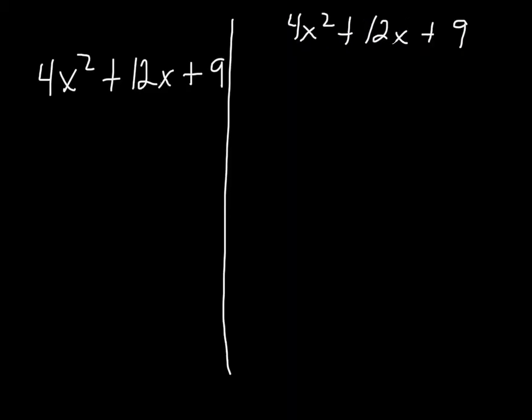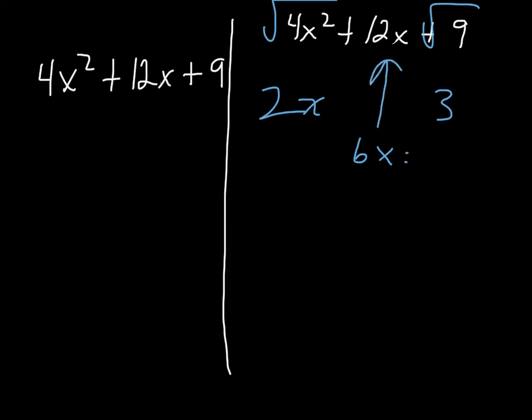Okay, so the very first thing we're going to do here is take the square root of the first sign. The square root of the first sign is 2x. The square root of the last sign is 3. That gives me a total of 6x, and if I double 6x, that gives me 12x. And so that means it's a perfect square trinomial.